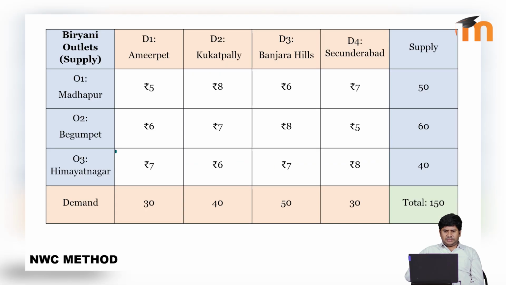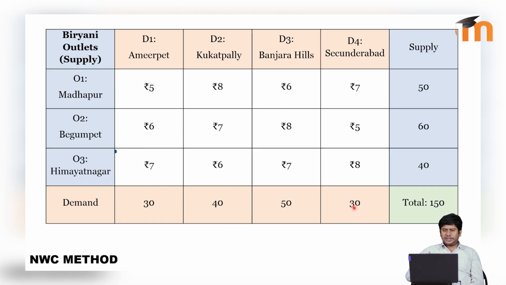I am taking the same example which I have shown you before. We have three outlets, O1, O2, O3, which are the sources of supply. From Madhapur 50 they can supply, Begumpet 60, Himayat Nagar 40. And the four demand places: Amirpet 30, Kukatpalli 40, Banjara Hills 50, Secunderabad 30.